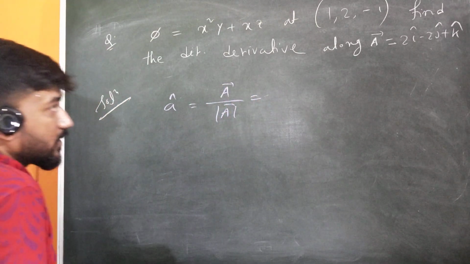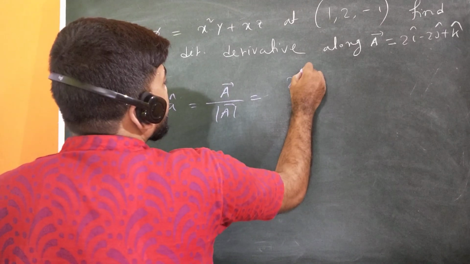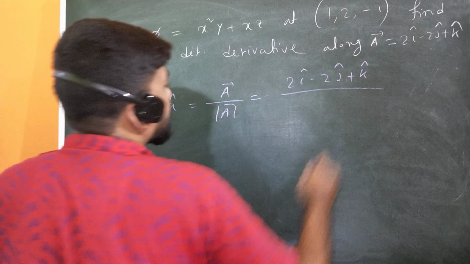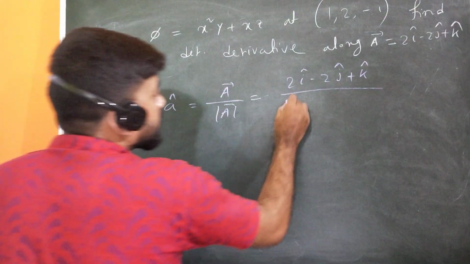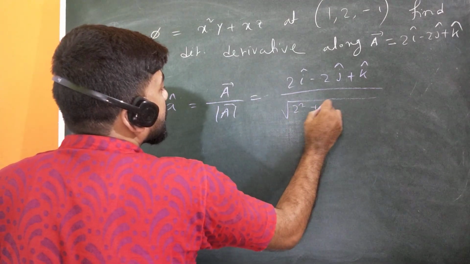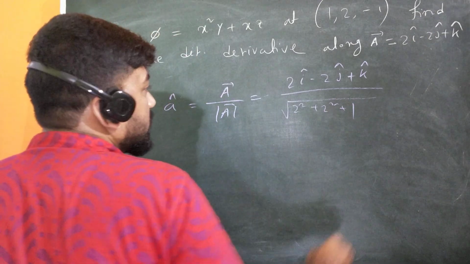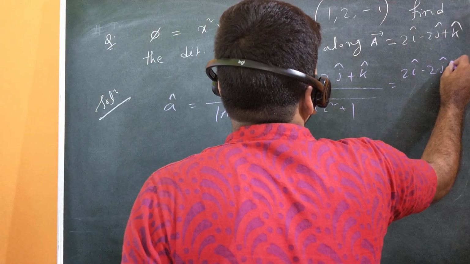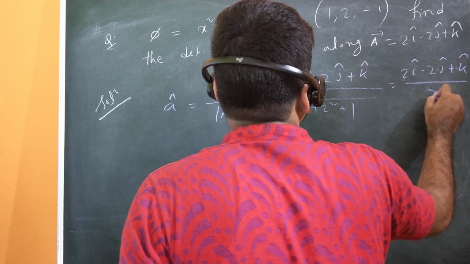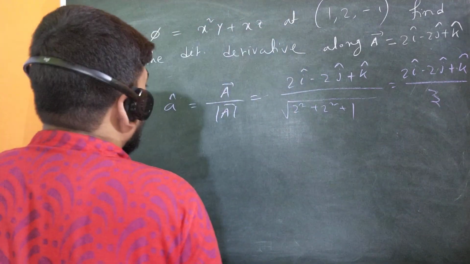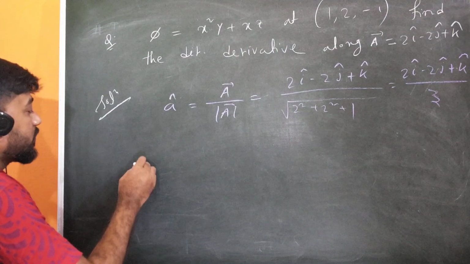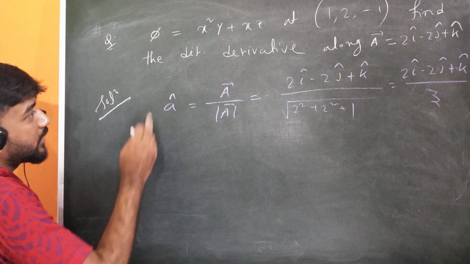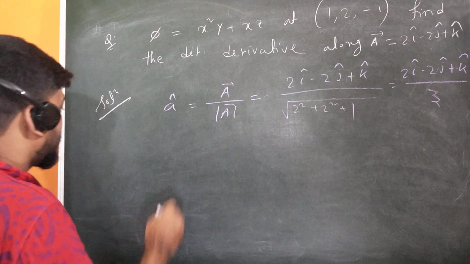So what is vector a? A vector is 2i minus 2j plus k, and the modulus of a is root over 2 square plus 2 square plus 1, that means 3. So a cap will be (2i minus 2j plus k) divided by 3. Okay, and if you talk about grad phi, to find grad phi you have to find del phi del x, del phi del y, and del phi del z. So let me take it directly.